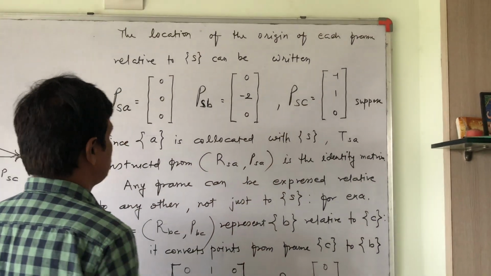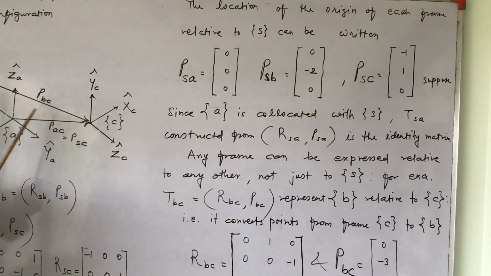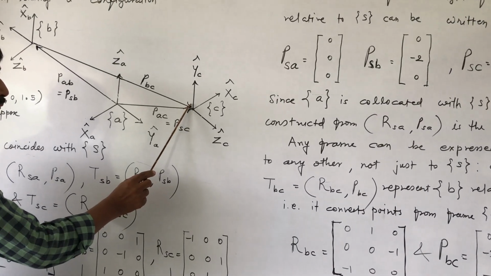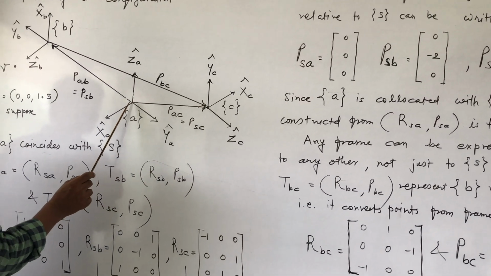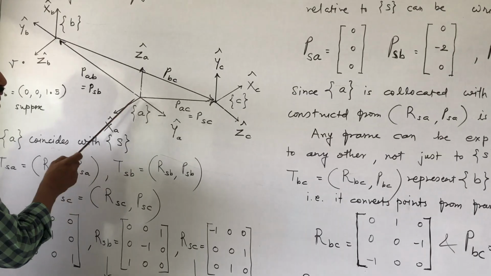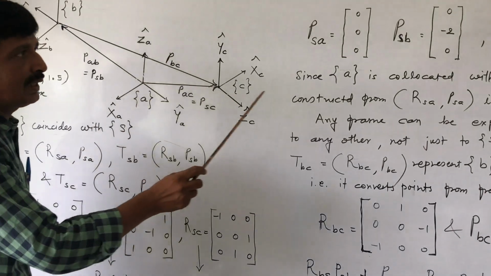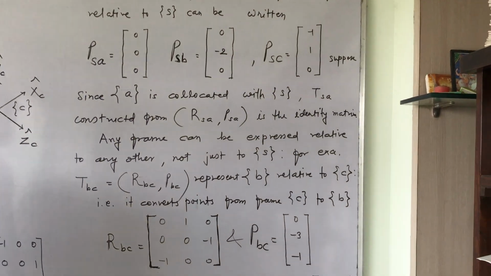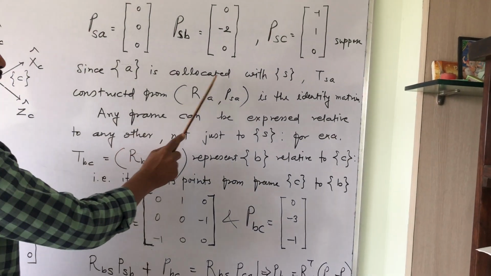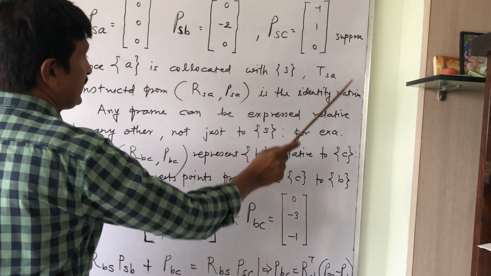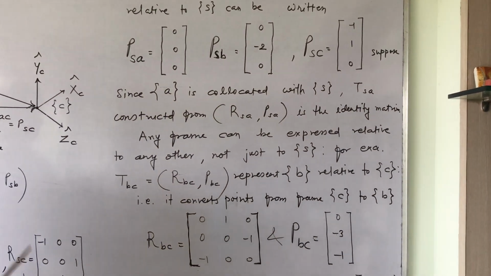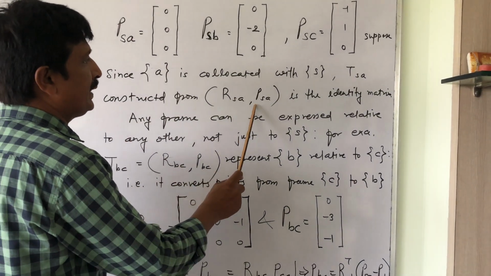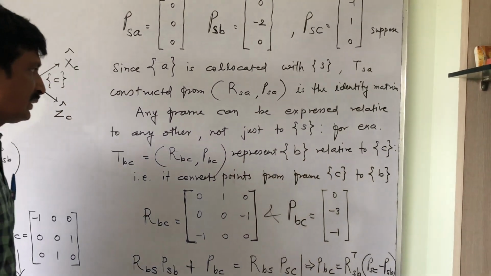And PSC, that is the origin of C in S frame, is this way. It is in the XY plane, with Y positive and X negative. For example, we have taken minus 1, 1, 0. Suppose. Since A is co-located with S, TSA, the transformation matrix of A frame in S frame constructed from RSA, PSA, is the identity matrix because it coincides with S.